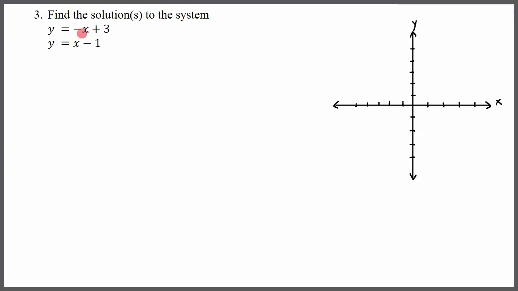Starting with the first equation, we're going to start by graphing the y-intercept, which is 0, plus 3. So we graph the point 0 and go up 3. We get a point there. And we see that it has a slope of negative 1. So we go down 1 over to the right 1. That's our next point. So our line looks like this.